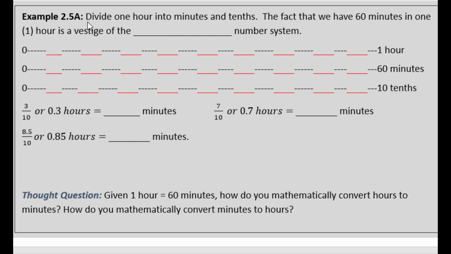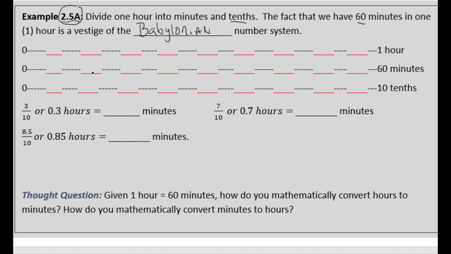So our last question. I skipped 2.5 for you to read, and I'm going to the one you need to hand in, 2.5a. Divide 1 hour into minutes and tenths. The fact that we have 60 minutes in 1 hour is a vestige of what number system? Remember? Starts with a B. The Babylonians. They had a base 60 system.